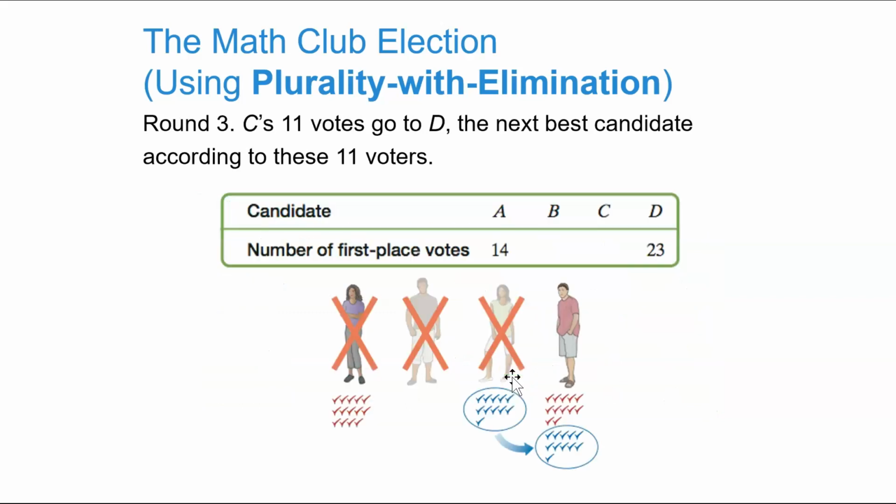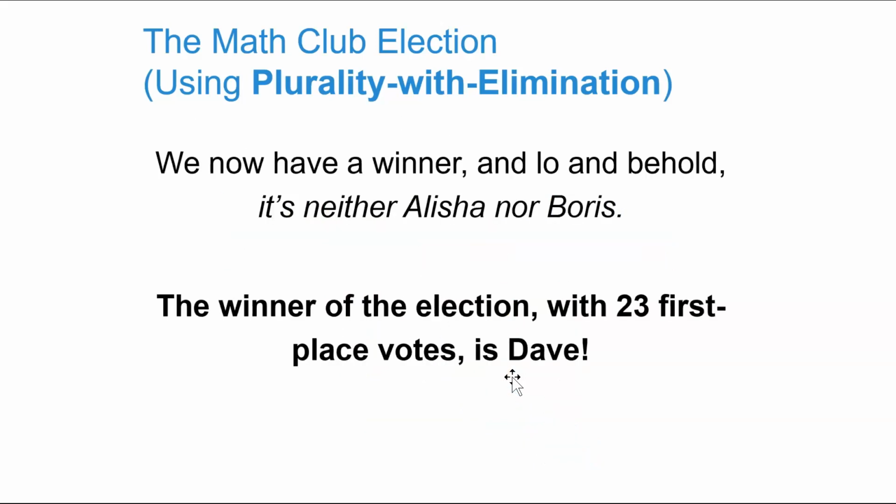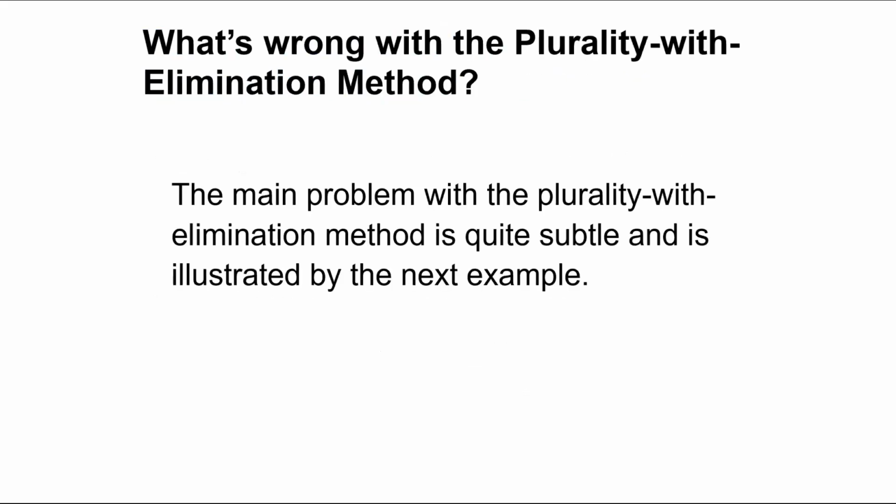Now we can look here. D has 23 votes, A has 14, that's the majority. And so now we have a winner. It's not Alicia or Boris like before. With 23 votes, the winner is now Dave. So what's wrong with this method? The main problem is, well, you'll see in the next example.